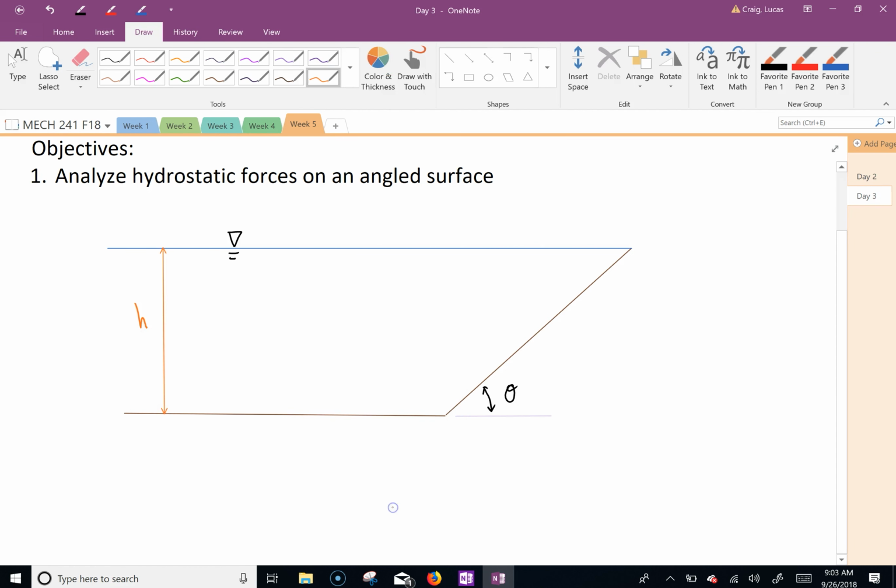And let's do this orange again. The center of this we still call HC. Okay, it's a centroid straight down from the free surface. Go ahead and draw that, and then we'll label some more stuff.